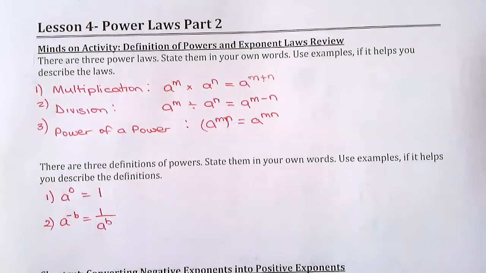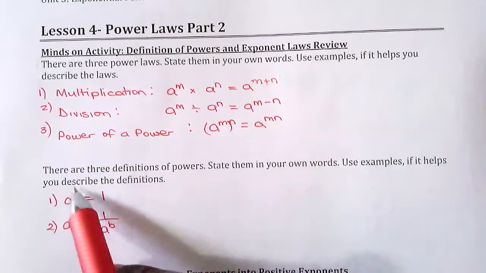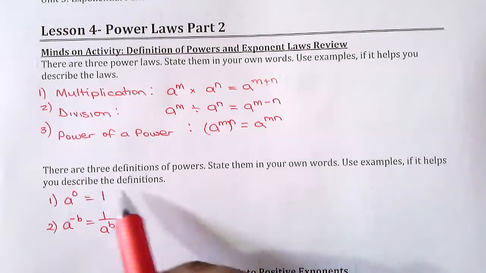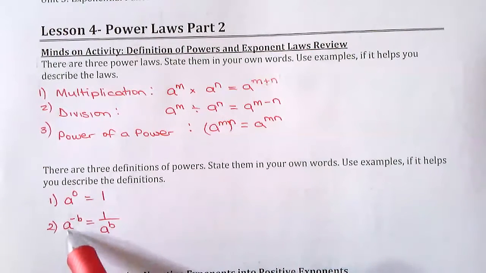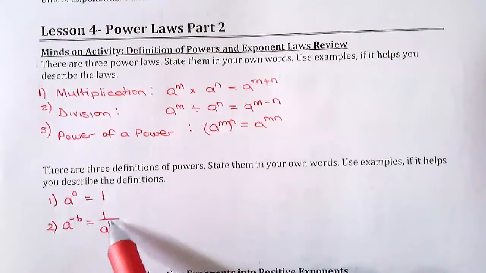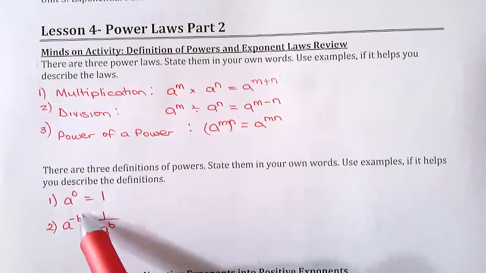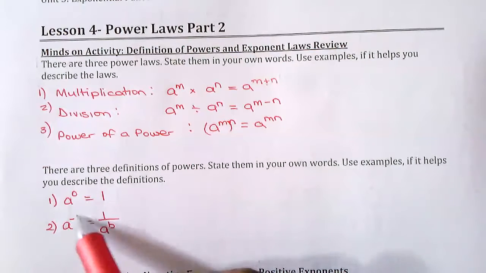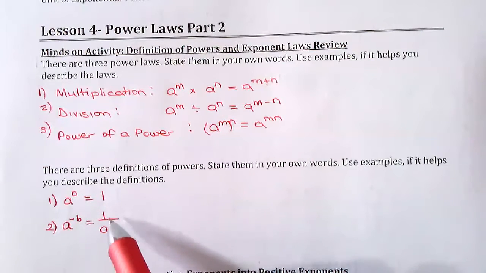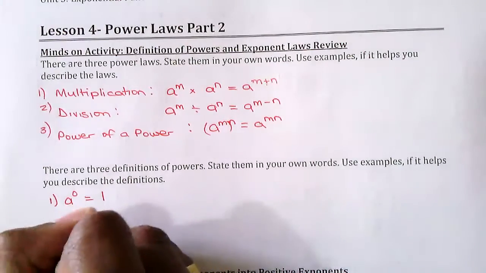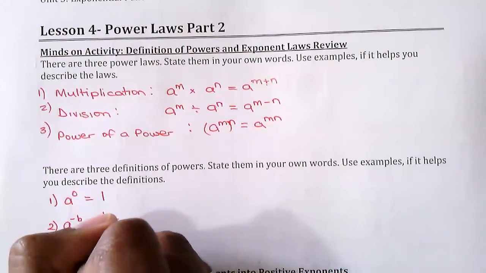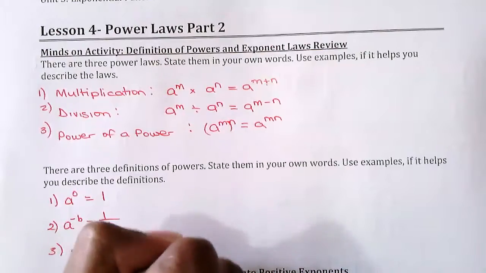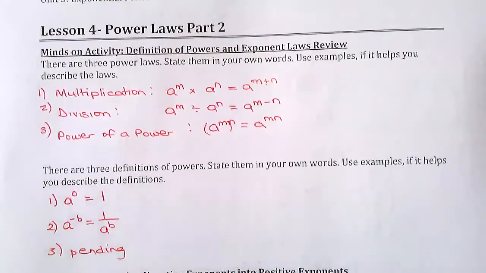The 2 definitions we've seen so far with powers: a to the power of 0 is 1. So any base to the power of 0 is equal to 1. The second definition we saw was a to the negative b is equal to 1 over a to the positive b. So whenever you have a negative exponent, you can convert it to a positive exponent by making a fraction where the numerator is always 1, and the denominator is essentially this power, but with a positive exponent instead. The third definition is pending. We're going to look at that in our next lesson.